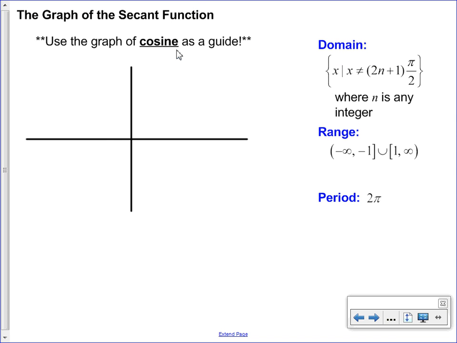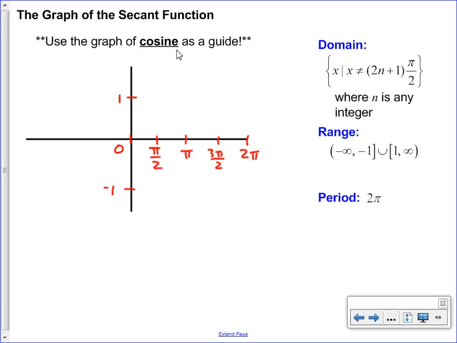secant. To graph secant, you need to use the graph of cosine. If you remember, cosine goes from 0 to 2 pi. In the middle, pi. Then pi over 2 and 3 pi over 2. We need 1 and negative 1, right?